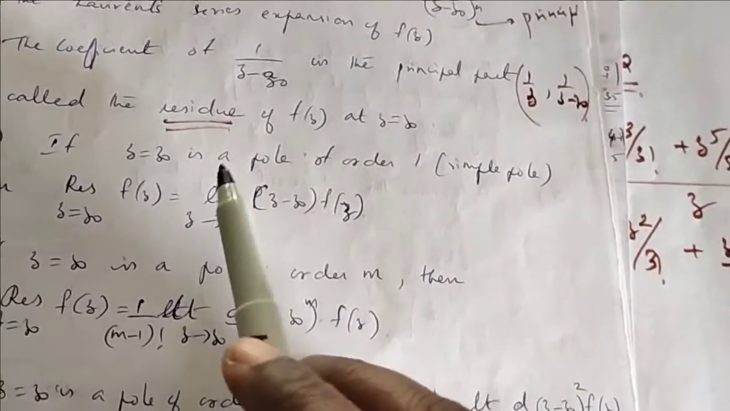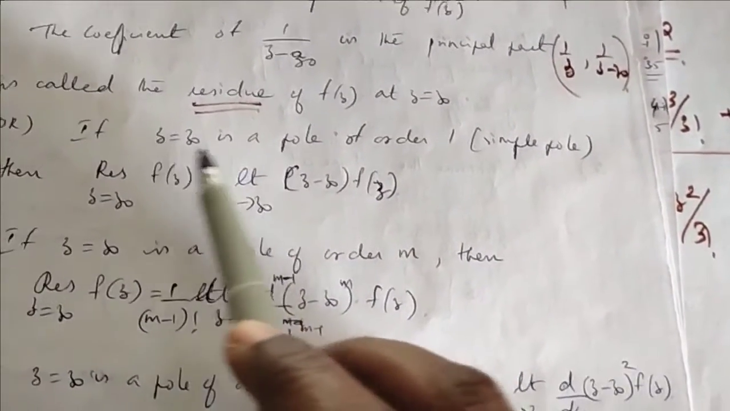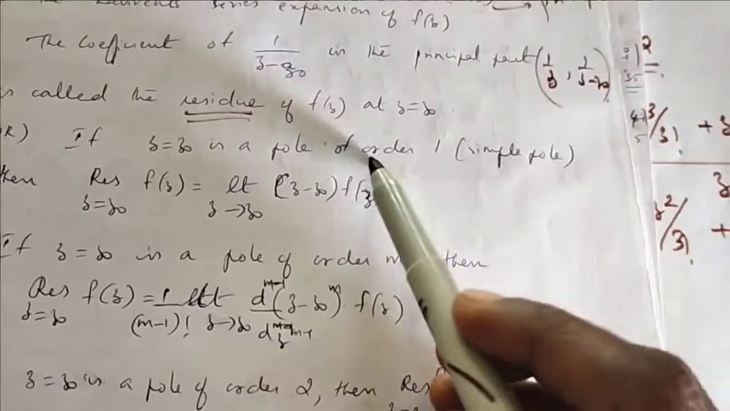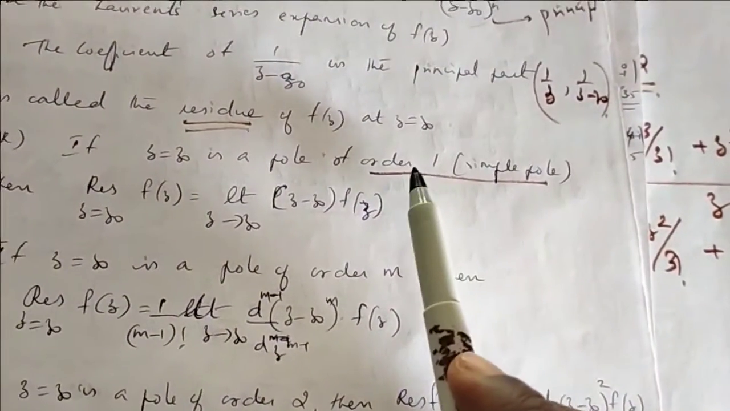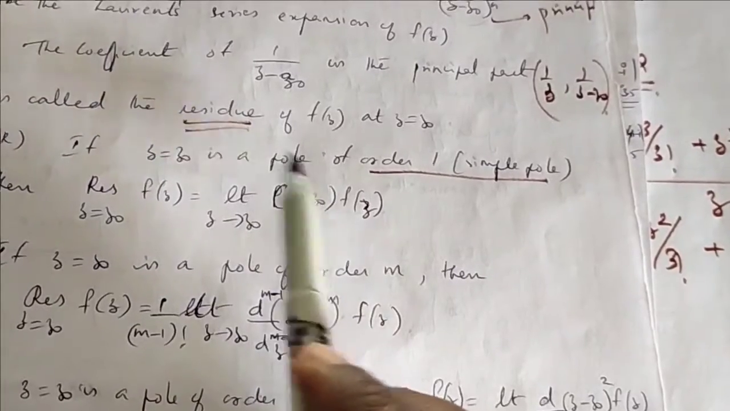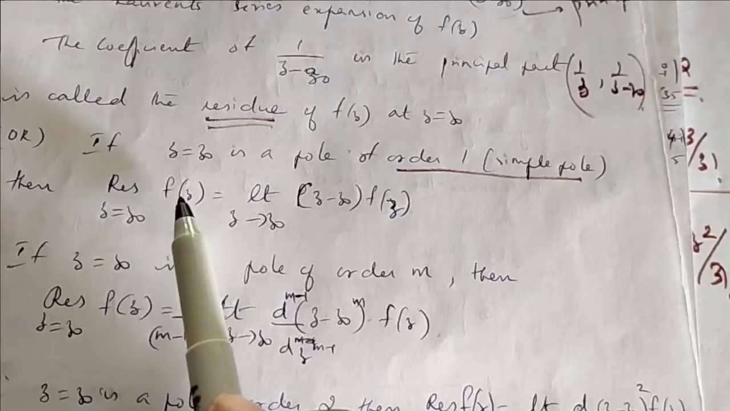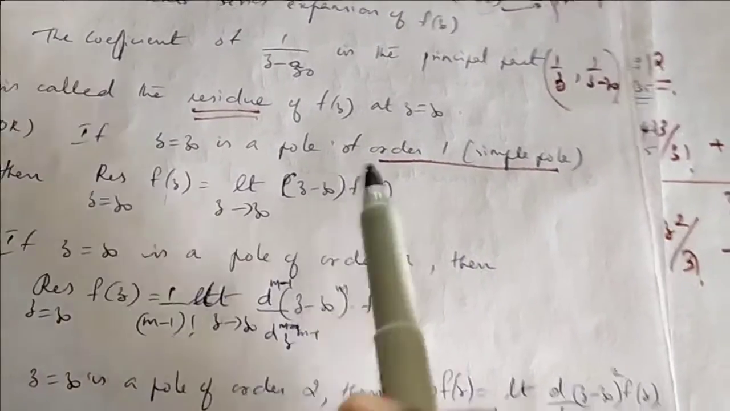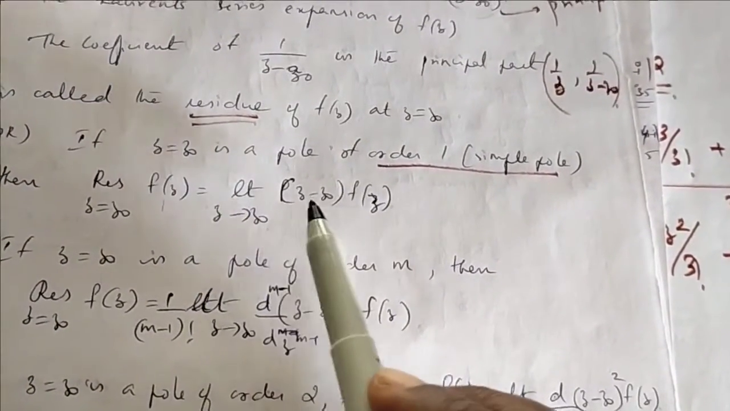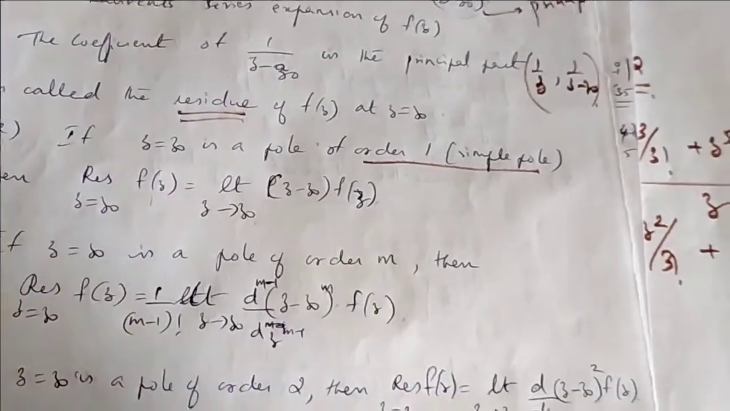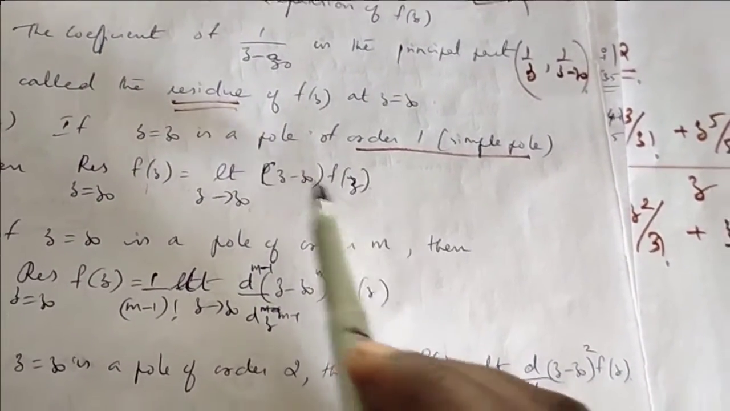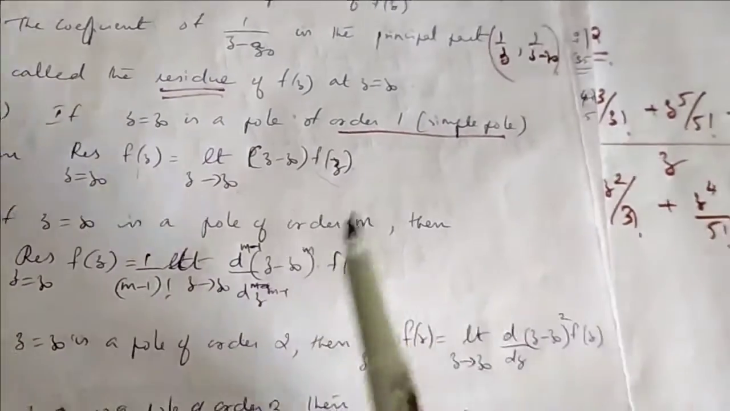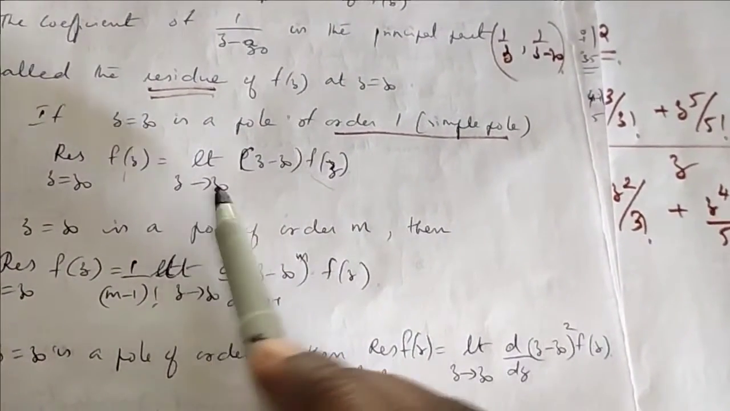To solve a problem, we have to use another method. If z equal to z naught is a pole of order 1, order 1 means it is a simple pole, that is repeating only one time. Then the residue at z equal to z naught of f of z is the limit as z tends to z naught of (z minus z naught) into f of z. So multiply the function with z minus z naught so that the denominator gets cancelled, and put the limit z tends to z naught.